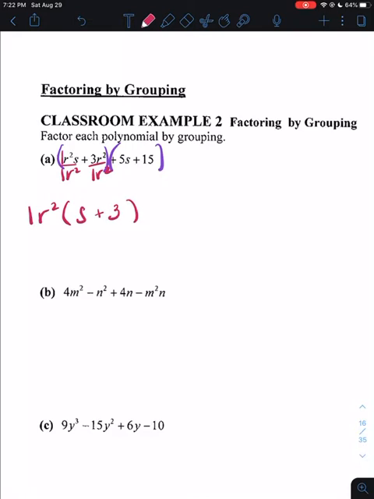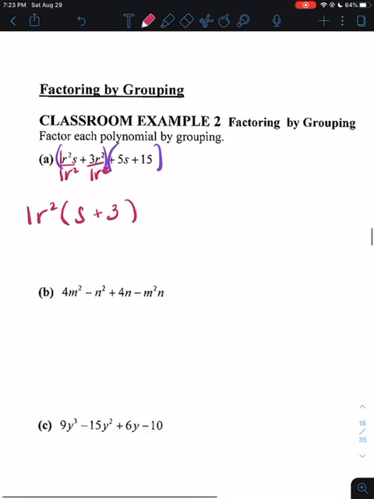Then I come back and do the same thing for the second parentheses. The greatest common factor between 5s and 15 is a 5, a positive 5 to be exact. So I put plus 5, put my parentheses. Then I come back and divide both terms by 5. All right, there's no variable in my greatest common factor because that 15 doesn't have a variable. When I divide this, I'm left with s plus 3.